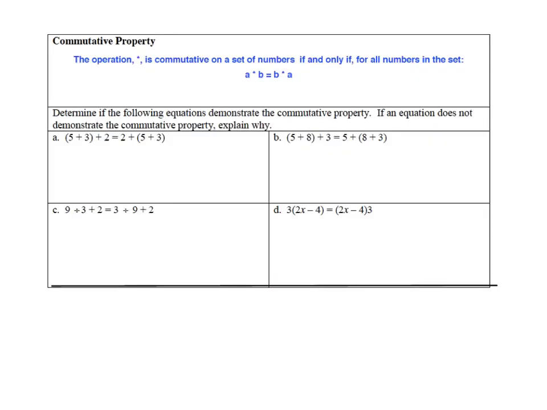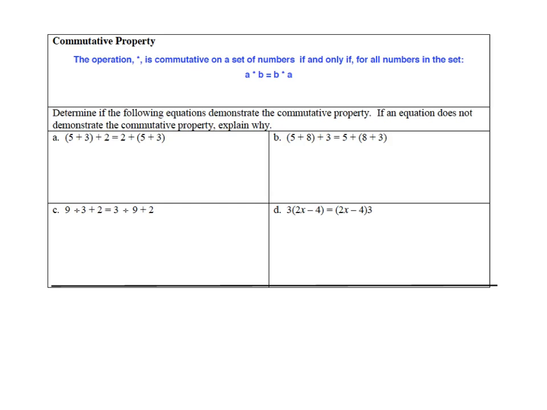The next property that I'd like to talk about is the commutative property. I'm sure you've heard of this one before. If you change the order with an operation, you get the same results. So the operation star, in this case, is commutative on a set of numbers if and only if for all numbers in the set, A star B equals B star A, so I can rearrange them.